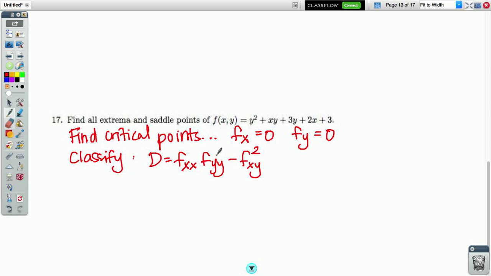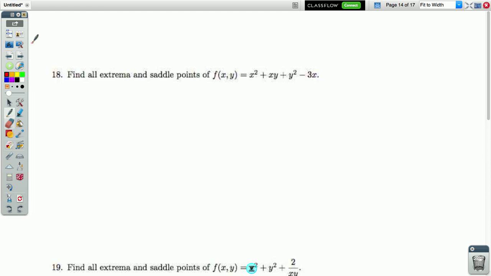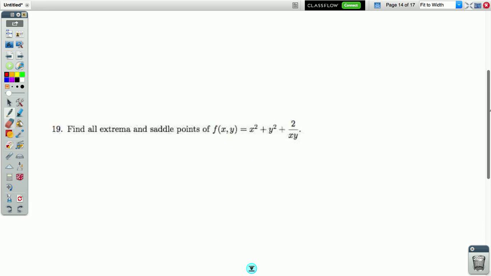And figure out if it's positive, then everything is friendly. And if it's negative, you've got a saddle point. And if it's 0, then it's inconclusive. But 17, 18, 19, and 20 are just doing that exact same thing. So finding the critical points and then classifying them.